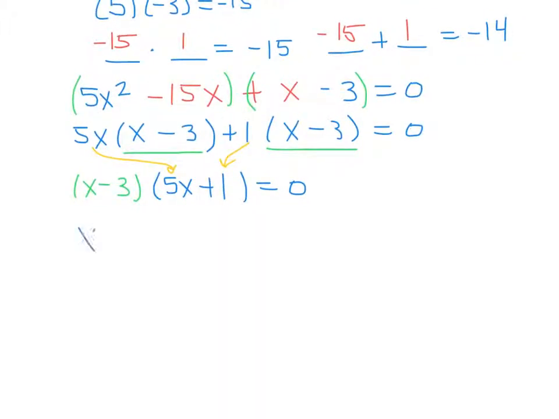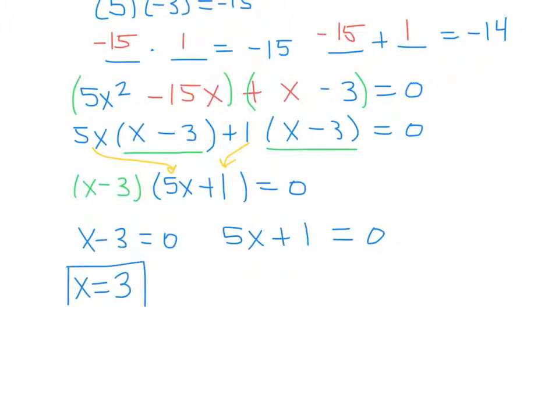And set those both equal to 0. x minus 3 equals 0. 5x plus 1 equals 0. And solving those gives us our solution. x equals 3. And 5x equals negative 1. Divide both sides by 5. So we end up with x equals negative 1/5.